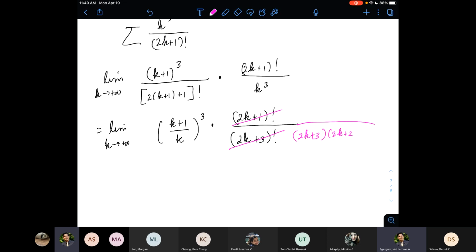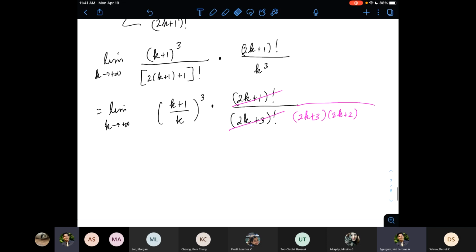It won't be canceled. 2k plus 2 won't be canceled. 2k plus 1 will be canceled because this is a product until 2k plus 1. So we'll be left with this. So this is the limit of (k plus 1) cubed, all over k times (2k plus 3) times (2k plus 2) as k approaches infinity.